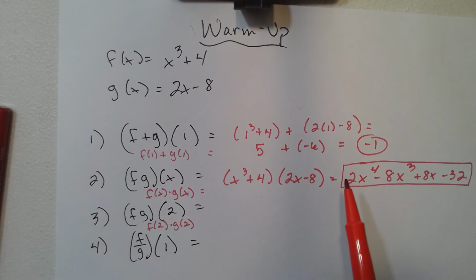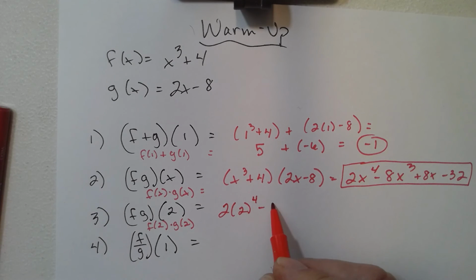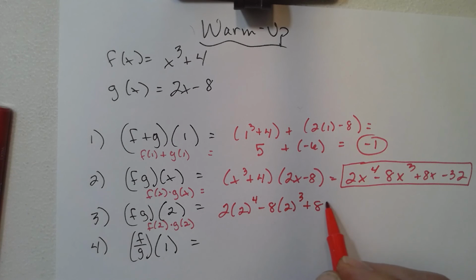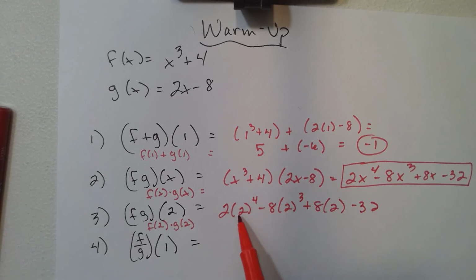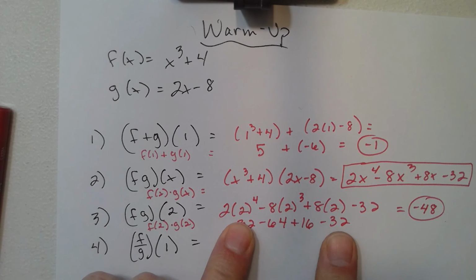It might even be easier just to find f of 2 times g of 2, but I'm going to show you that since we have found it in terms of x, we could just plug 2 in. So it'd be 2 times 2 to the 4th minus 8 times 2 cubed plus 8 times 2 minus 32. So 32 minus 64 plus 16 minus 32. What's that? 48? Negative 48? So 32 minus 32 go away. And then negative 64 plus 16 is negative 48.